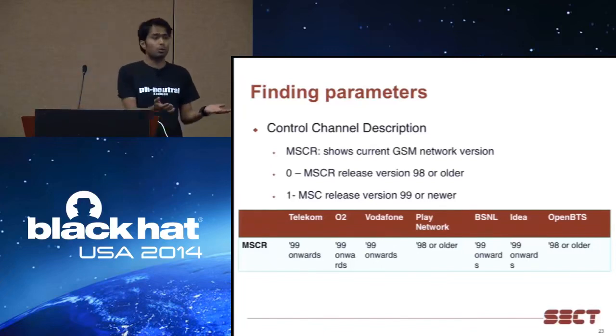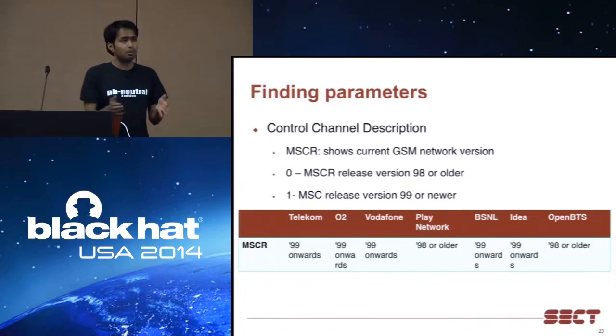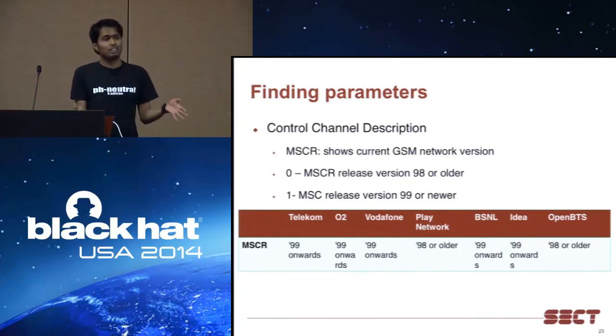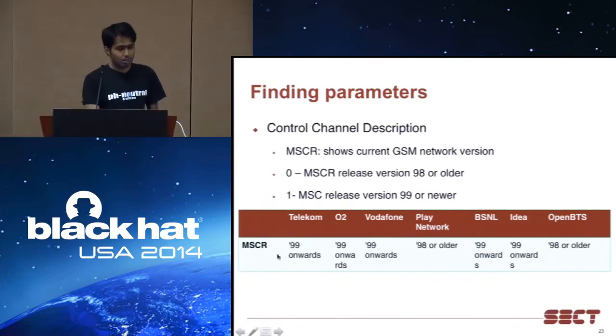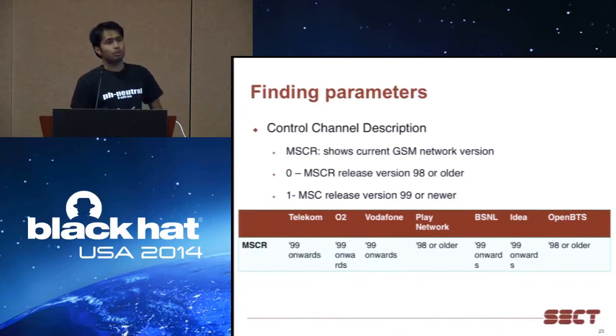But as an end user, if you are only going to your workplace and coming back, you always have the same parameters, because these settings are never changed by the operator; they come with the default software. Over the last 3 to 4 months, whenever I traveled and collected logs, these bits varied between operators. Telekom in Germany has 99 onwards, so they set the bit as 1. O2 in Germany is also the same. Vodafone is the same. Play Network in Poland was using 98, I don't know why. BSNL was 99. And OpenBTS or OpenBSC, which are open source protocol stack software, many IMSI catchers use, I don't know what kind of software.